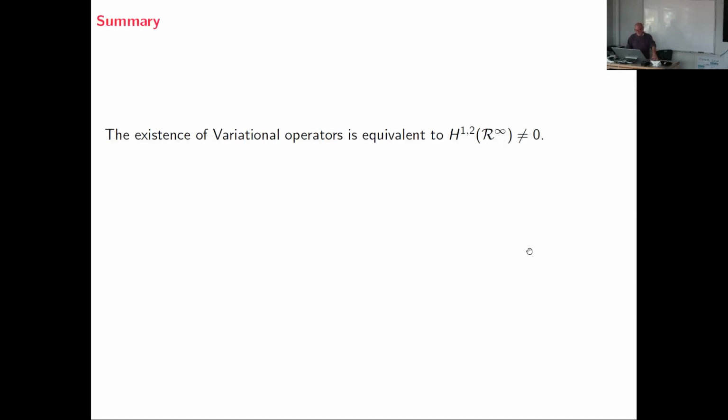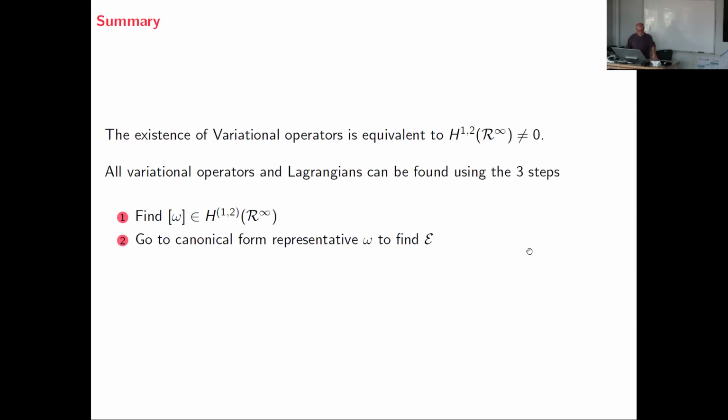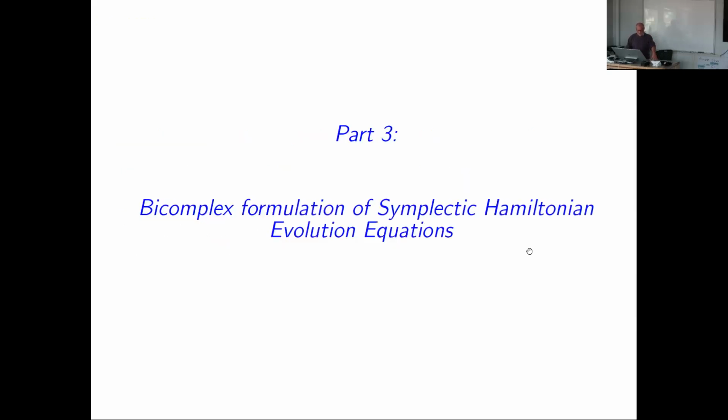Okay. So at the end of the day, the existence of these operators is equivalent to the non-vanishing of this cohomology class. For the operators and Lagrangians, if you find non-trivial cohomology, you can use the snake lemma to find the operator and the Lagrangian. So you take that canonical representative that determines your operator, use the snake lemma, find the Lagrangian, and then you're done.